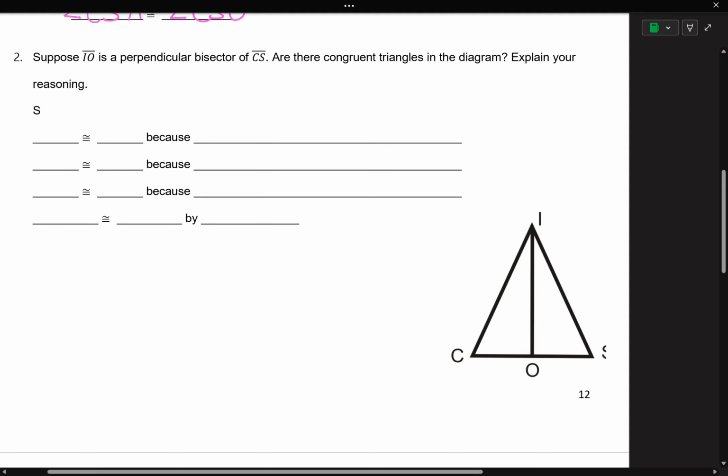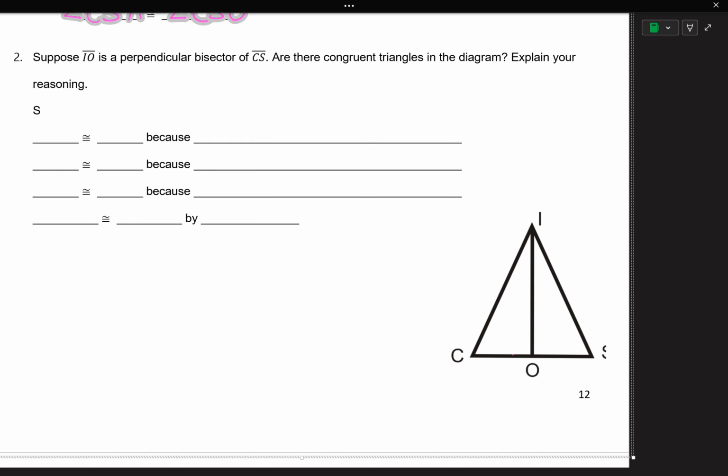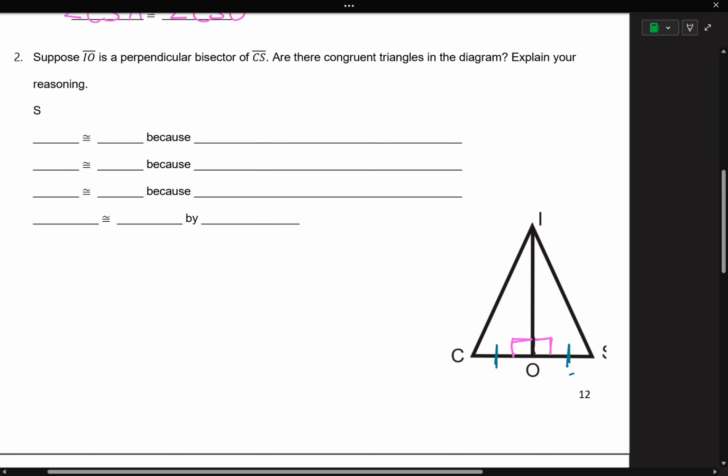Suppose IO is a perpendicular bisector of CS. Are the triangles congruent? Explain your reasoning. Okay, let's see. IO perpendicular, that gives us two right angles. Okay. Bisector, that gives us two sides. So it looks like we only have two things that I marked. Is there anything else that I can mark here? Yeah, the middle. So are they congruent?